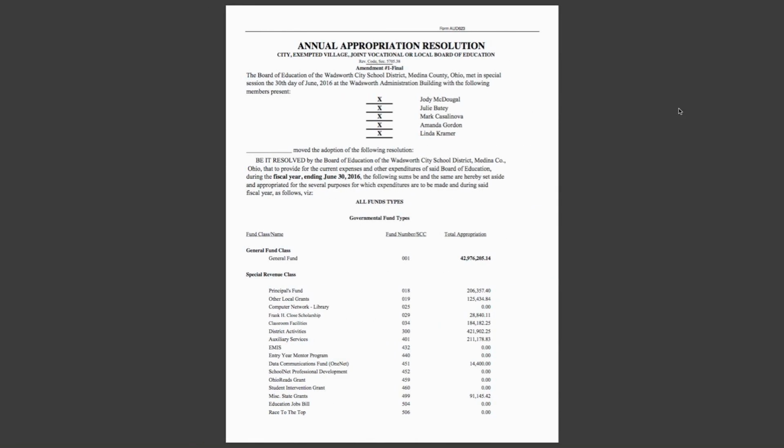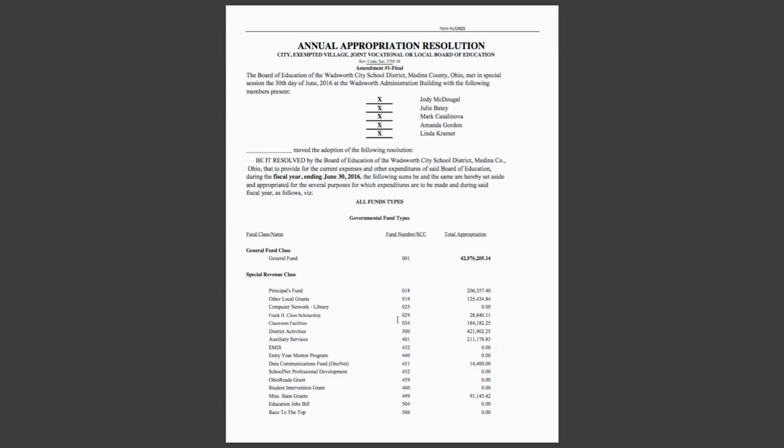The other document that we approve three times during the year, prior to July 1, prior to September 30th, and on or about June 30th, is the Annual Appropriation Resolution. This is amendment number 1, or the final one. We did permanent back in September, and then this is an amendment. So again, looking at the general fund, $42.9 million is what we've appropriated this year. That includes over $2 million of advances that we'll talk about when we go over the advance and transfer report here at the fiscal year end meeting.